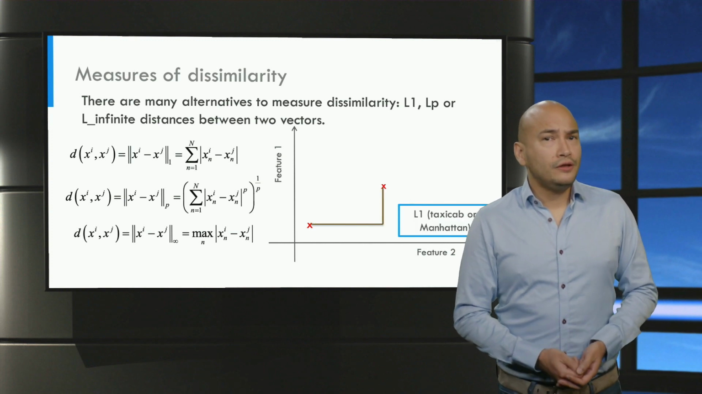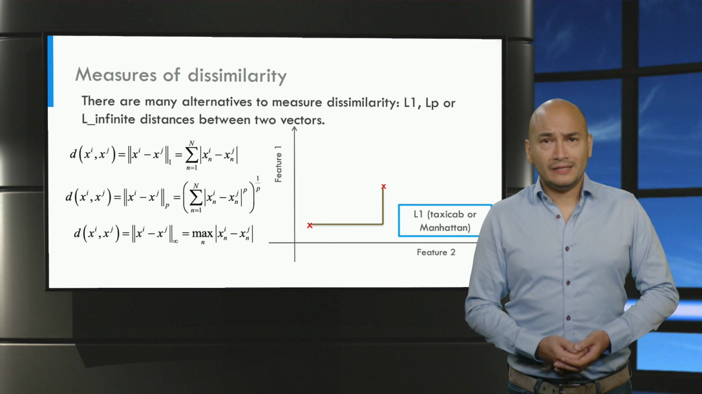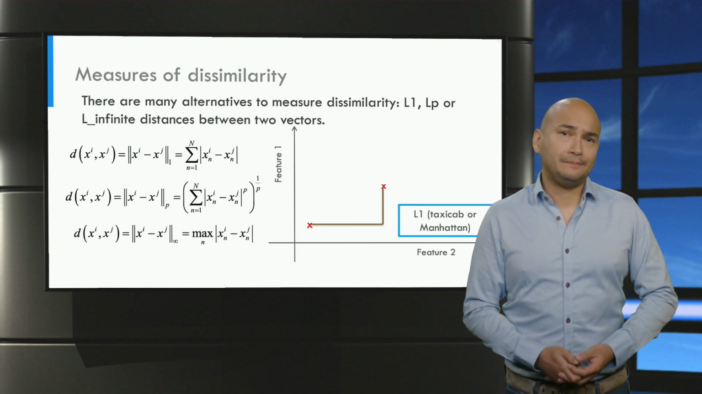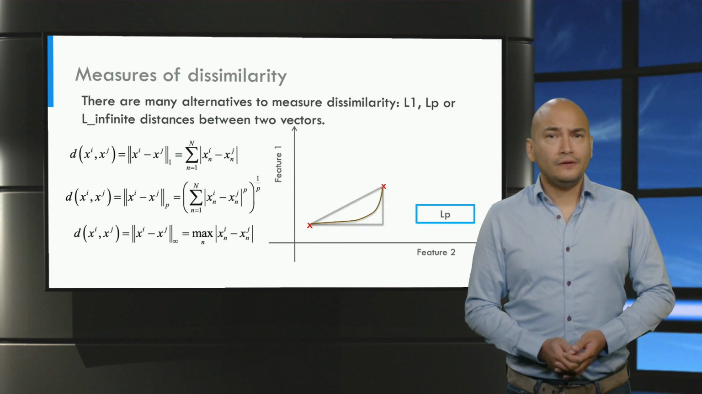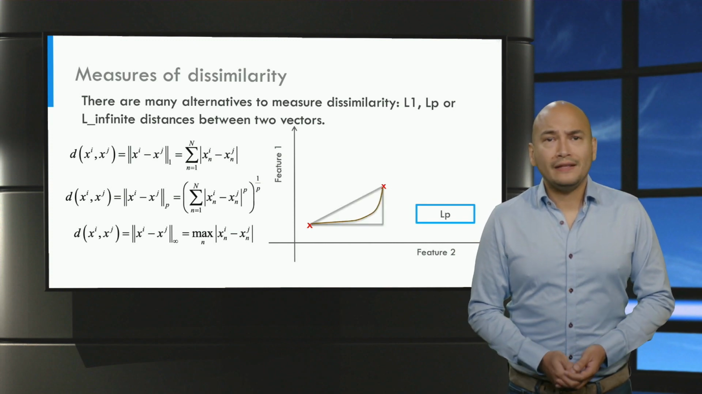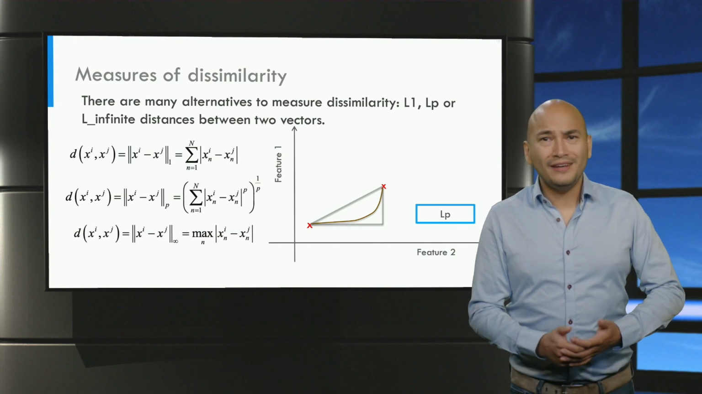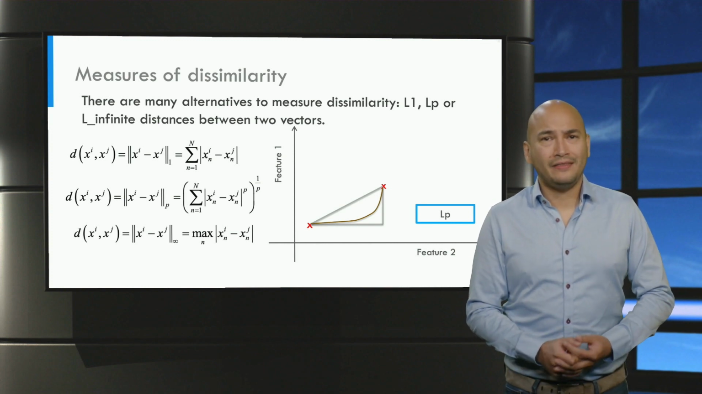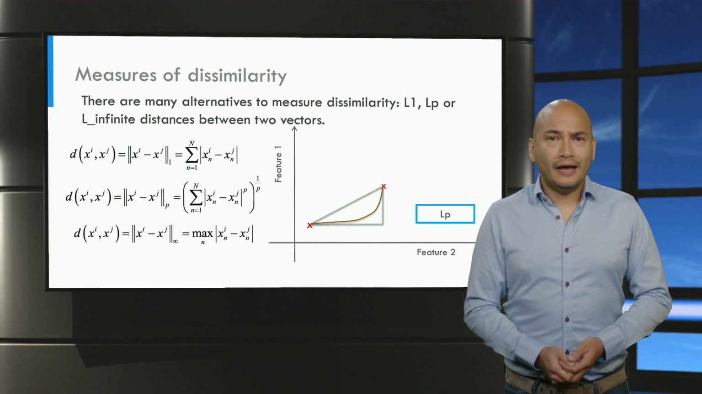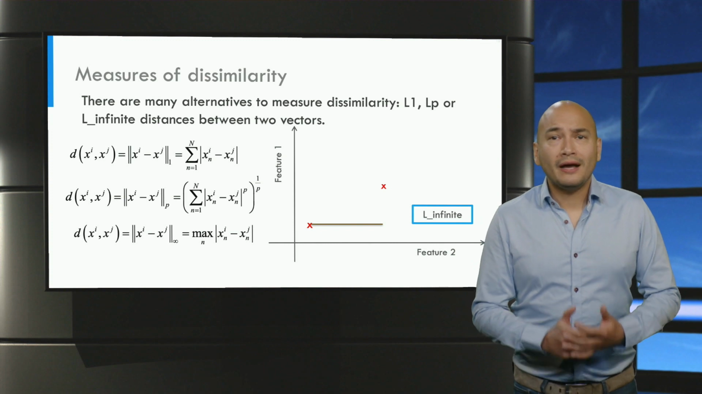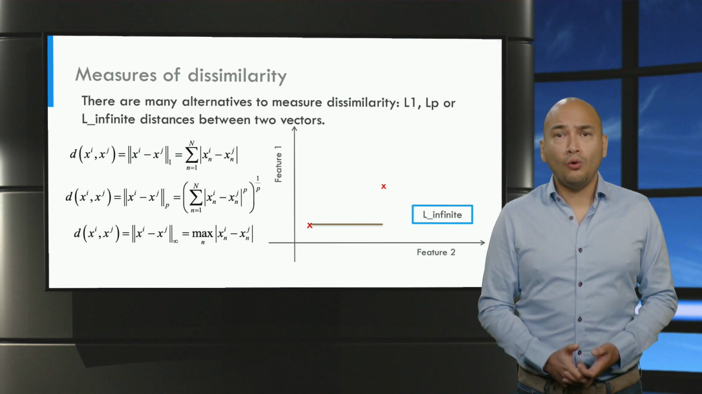In this plot, we can see the L1 distance. This is also called the taxicab or Manhattan distance. In this plot, the sum of the two lines is the Lp distance, which is somewhere in between L1 and the Euclidean distance. And finally, the L infinity distance captures the maximum distance with respect to all the components of the vector.